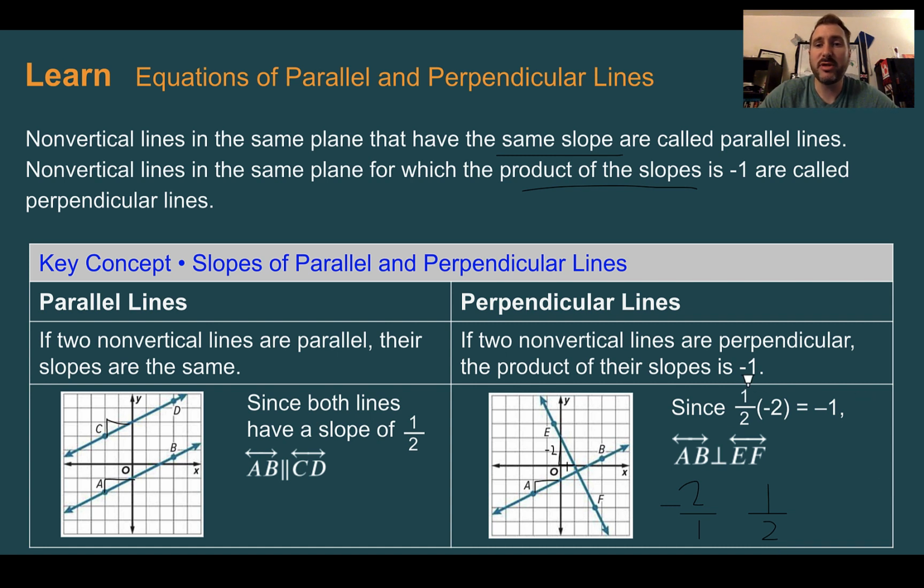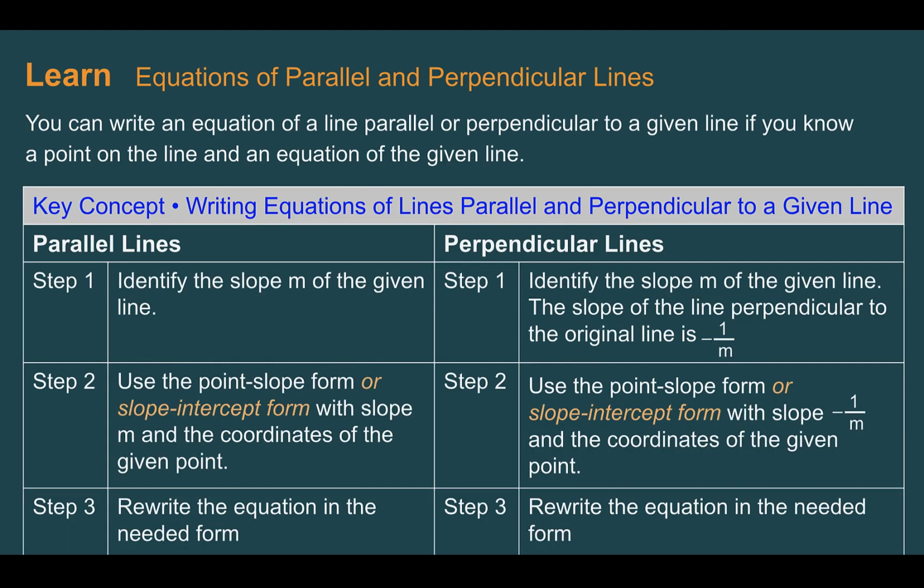And using their definition, they multiplied them together. 1/2 times -2 is -1. And if the product of the slopes is -1, they're going to be perpendicular. Let's learn equations of parallel and perpendicular lines. You can write an equation of a line that's parallel or perpendicular to a given line if you know a point on the line and the equation of a given line.